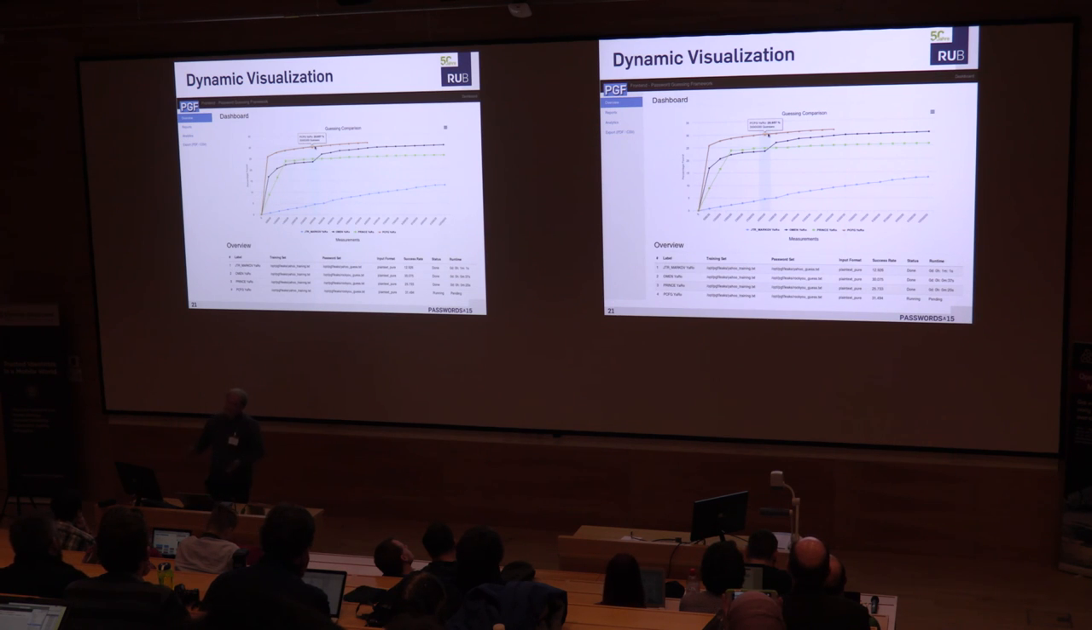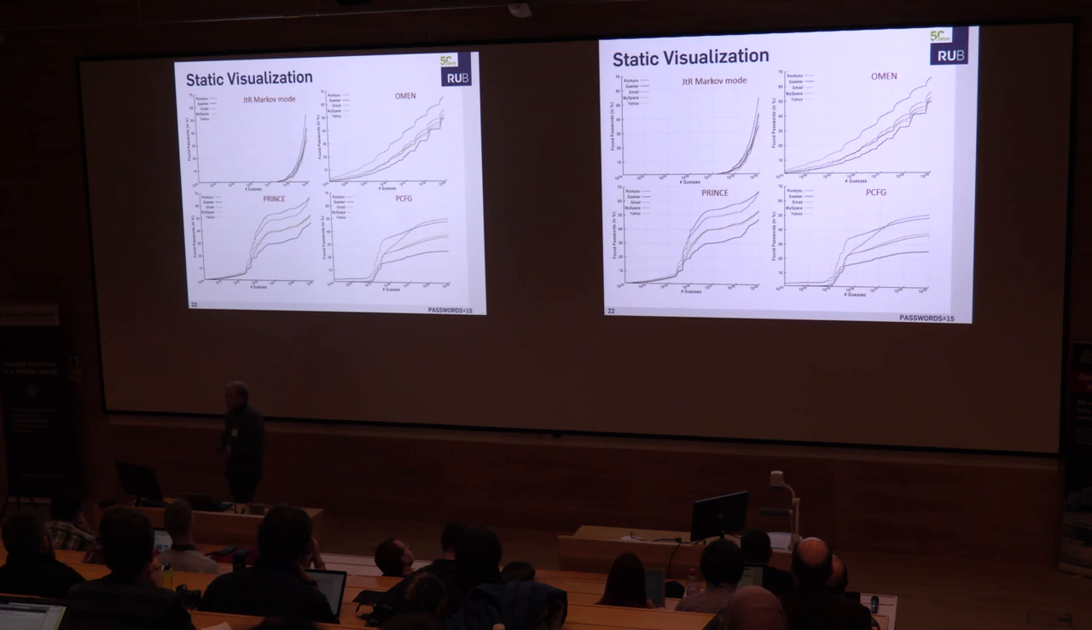You can forward this via SSH, as we have heard before, and you have a convenient way to see during the runtime how far the current job queue is, what are the first results, is this promising, should I change something, and so on. And of course, there are static visualizations as well. Those are required for papers. They are automatically built. So in this graph, you can see a comparison.